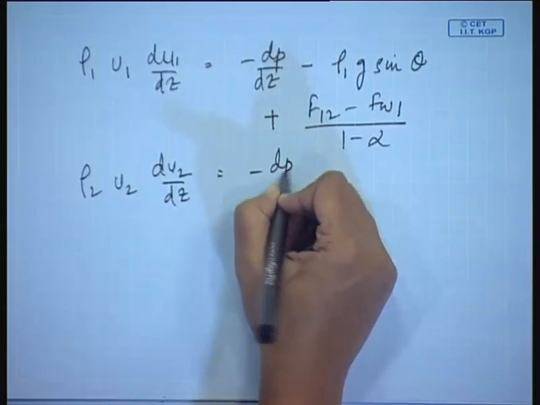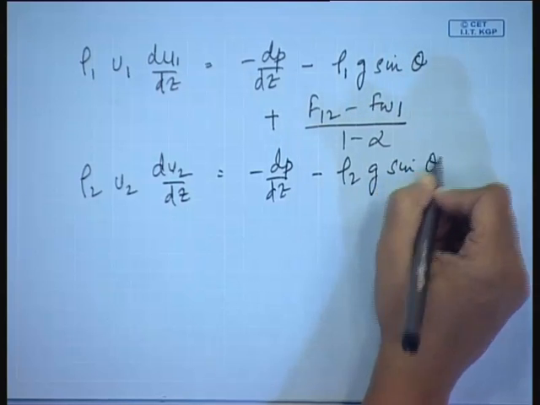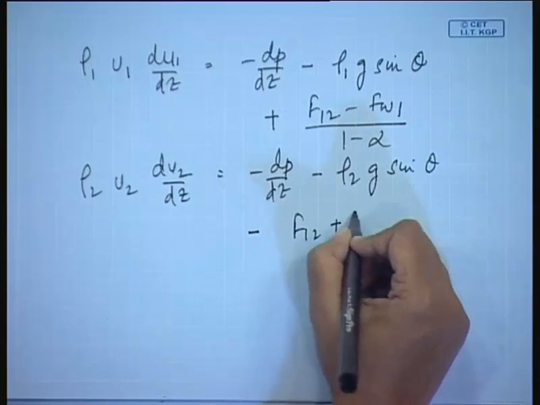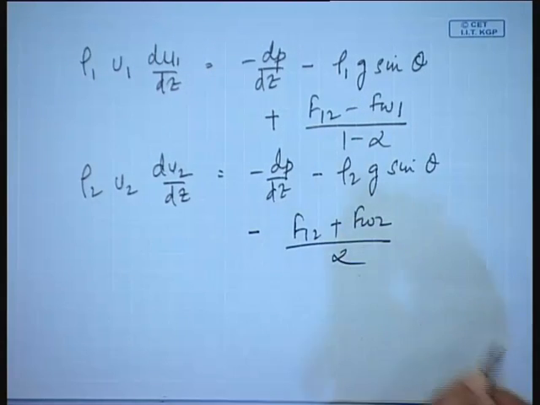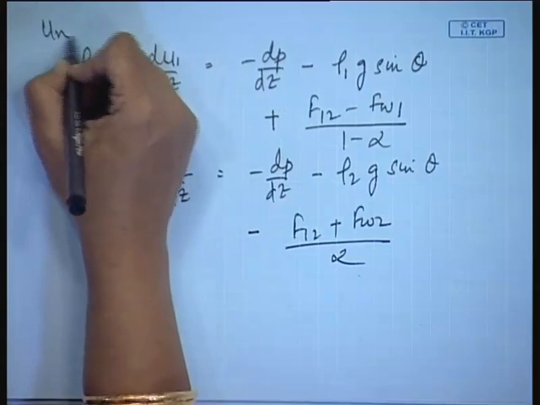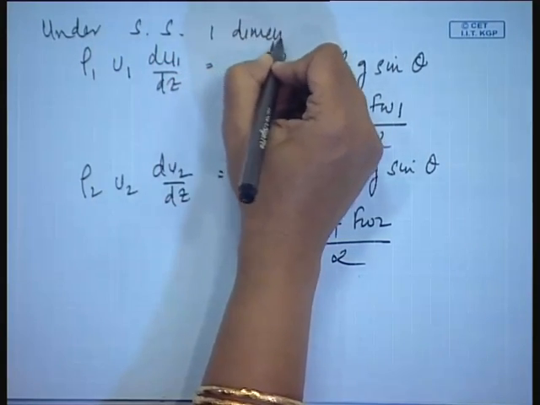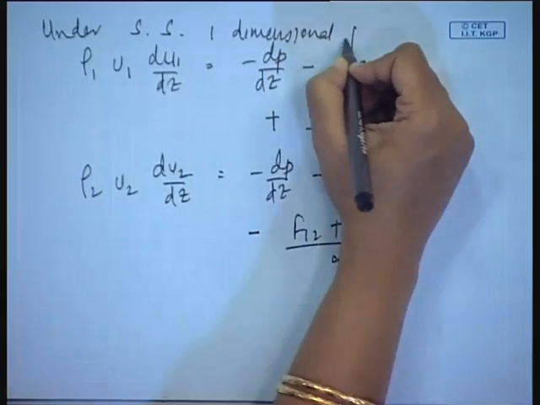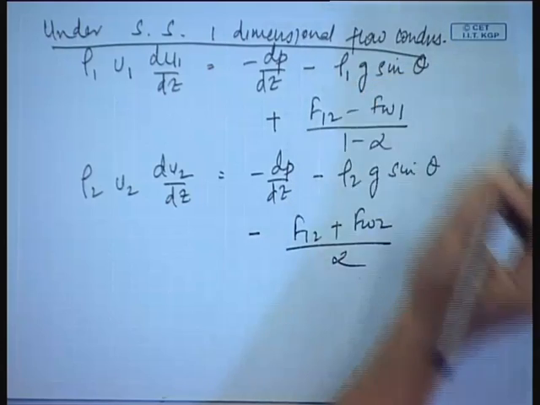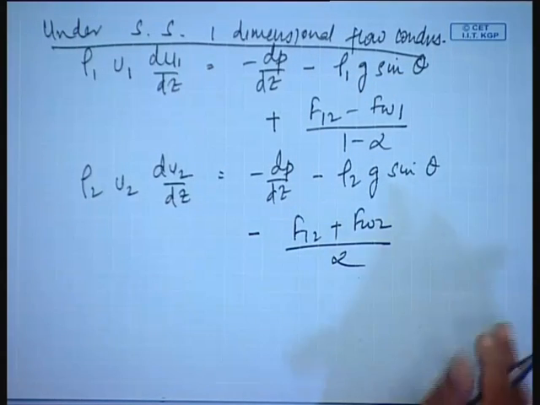So, this is minus dp dz minus rho 2 g sin theta minus of F12 plus Fw2 by alpha. So, these were the two things that we had got under steady state, one dimensional flow conditions. This was the thing that we had derived, or this was the thing that we had obtained.